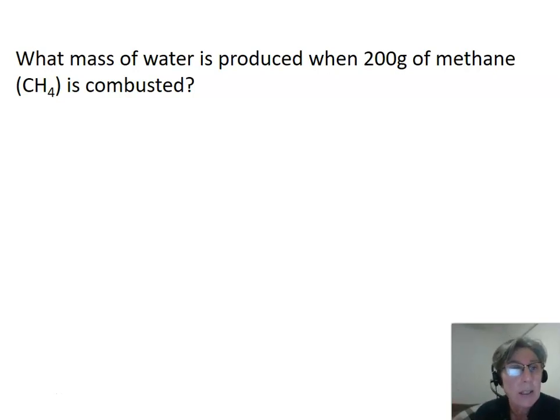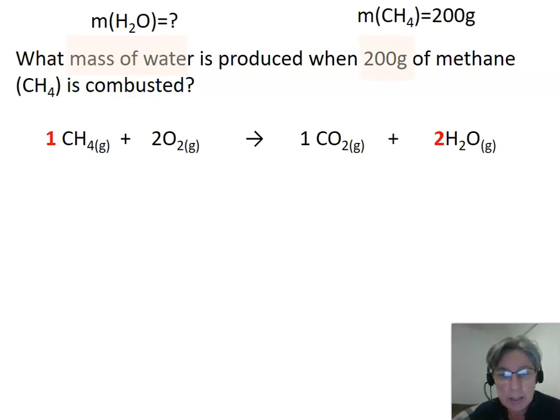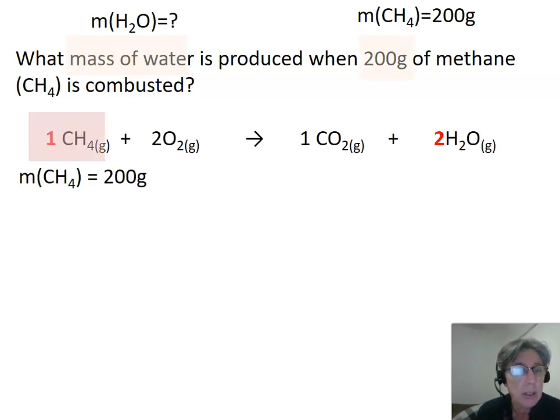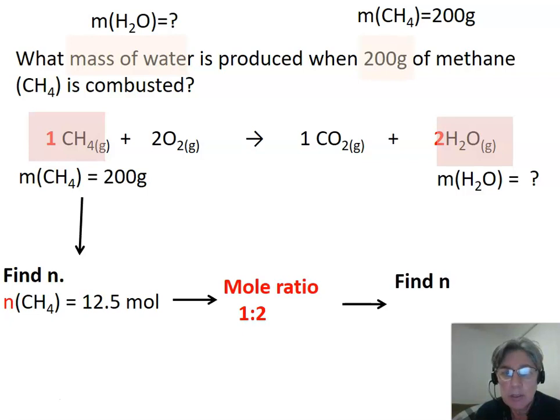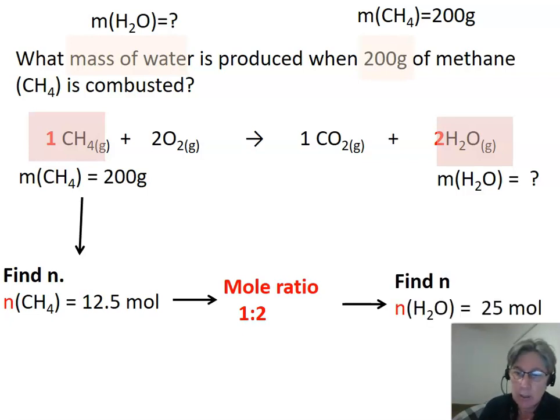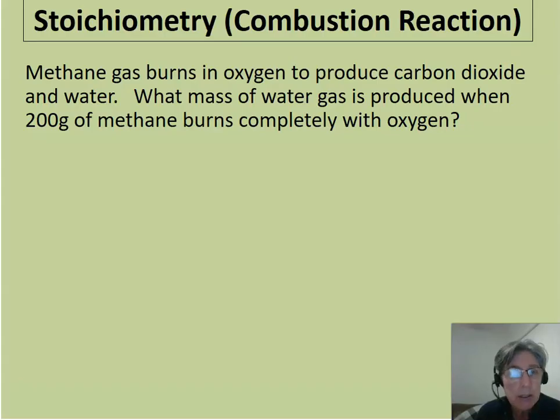write the question down. So what mass of water is produced? So I'm highlighting the question, writing my balanced equation, putting information underneath, and then I'm turning my mass into number of moles, and then I'm going from the number of moles of this, using my ratio, to the number of moles of that, and then once I've got the number of moles of the water, I'm going to find the mass of it. So three steps. So we'll organize it like that. So let's write the next one down. Three steps. Alright, so stoichiometry.